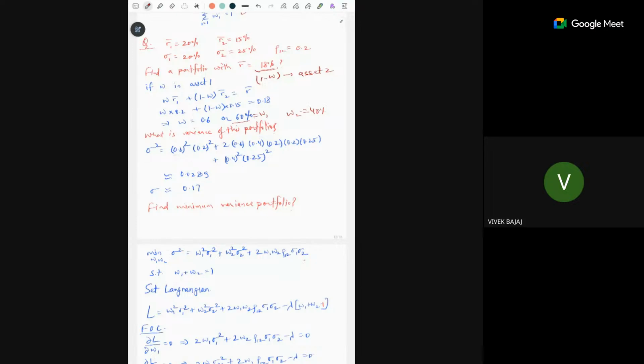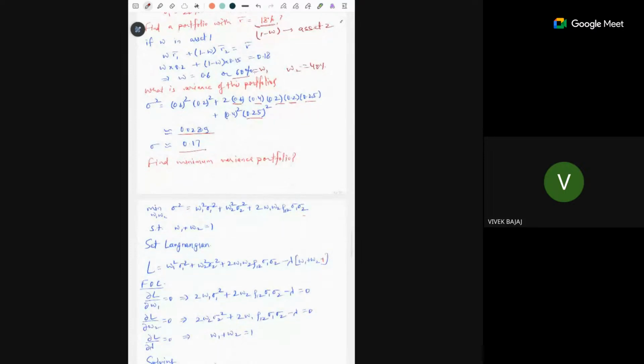We apply the formula: W1 square times sigma 1 square plus 2 times W1 W2 sigma 1 sigma 2 rho 1 2, plus W2 square sigma 2 square. If we solve it, we get this value for the variance, and we can calculate the standard deviation by taking the square root of this variance.